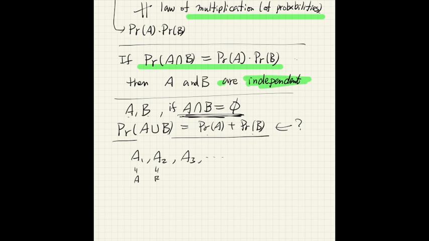and A2 is B, and everything else is empty. Then this is the same case, right? Because A union B union everything else is the same as A union B. So this comes right from the axiom. So by definition, this law of addition holds.